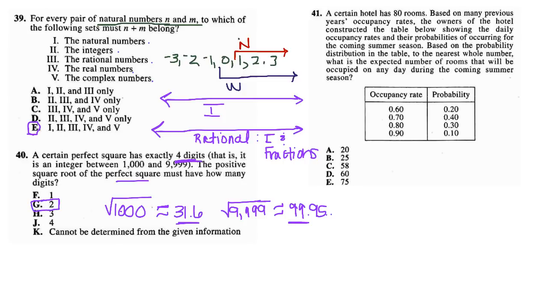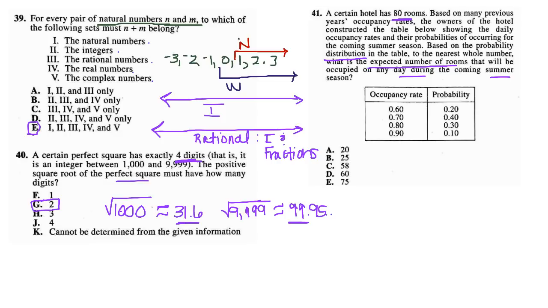Okay, moving on. Now number 41. 41 is an expected value problem, and they look very intimidating, but expected value problems always follow the same exact pattern, and they're not just terrible. You have 80 rooms, and you're given this probability chart, probability distribution. To the nearest whole number, what is the expected number of rooms that will be occupied on any day during the coming summer season? So the first thing we really need to do is find, well, what is that probability?